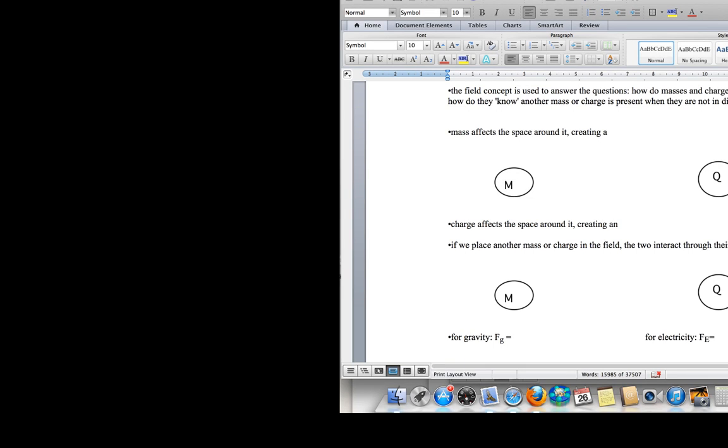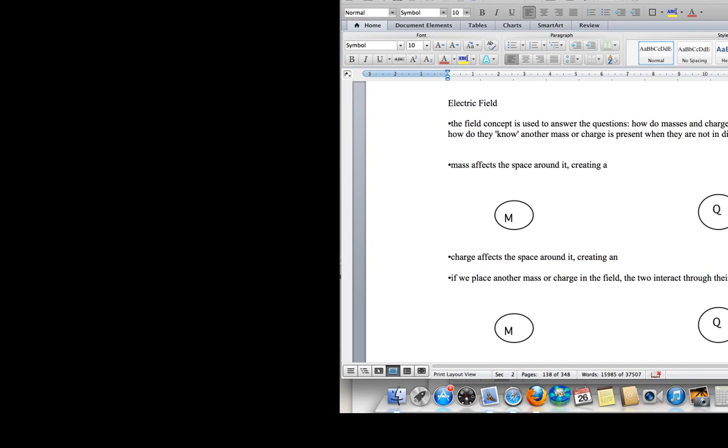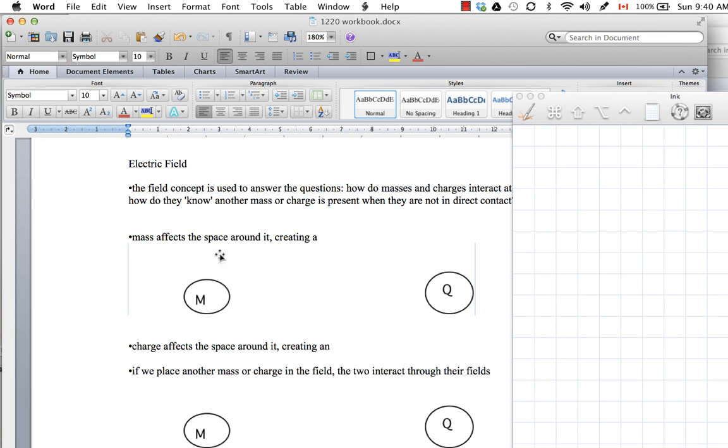All right, so now the electric field. The field concept is used to answer the question or resolve the problem of action at a distance. So how is it possible that there is a gravitational force between two masses when the two masses aren't touching each other? Likewise, how is it possible to have an electric force between two charges when the two charges aren't touching each other? Okay, so the answer, of course, is a field.